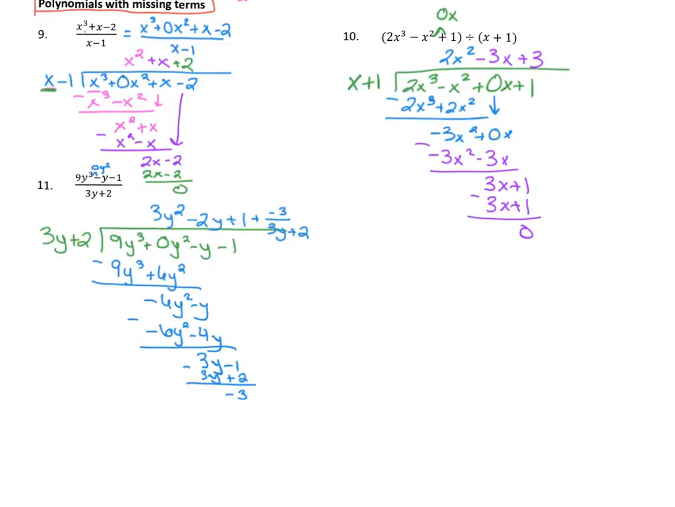So in example 10, you were missing your x term. So when you write out the long division, you want to put in a 0x in between your x squared and your 1. When you did number 10, there was no remainder, so your final answer was 2x squared minus 3x plus 3.